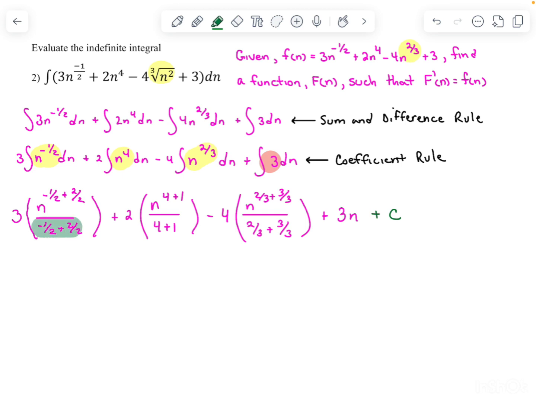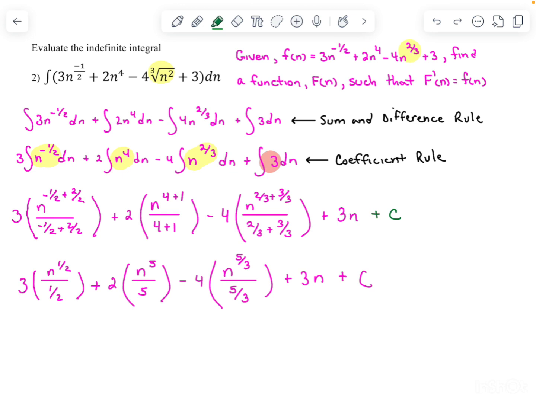Negative 1/2 plus 1 is 1/2. 4 plus 1 is 5. And 2/3 plus 1 is 5/3. When you divide by a fraction, you multiply by the reciprocal.